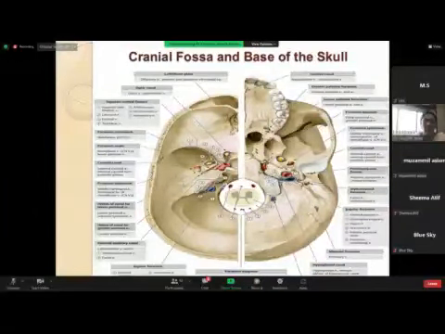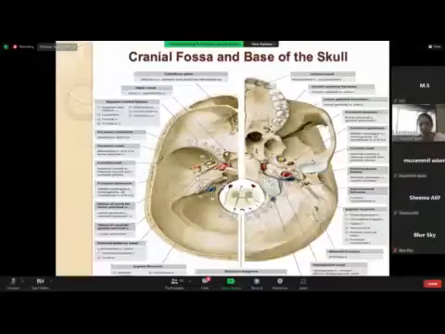Now, coming to the base of the skull. Basically, all the nerves and vessels enter through these foramina from the interior of the skull and exit through the base of the skull, or a few enter at the base of the skull. If you know the interior of the skull and the foramina and their contents, it is very easy to enumerate all the components of these openings.